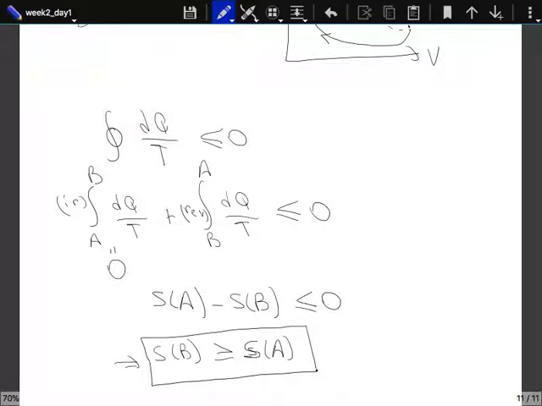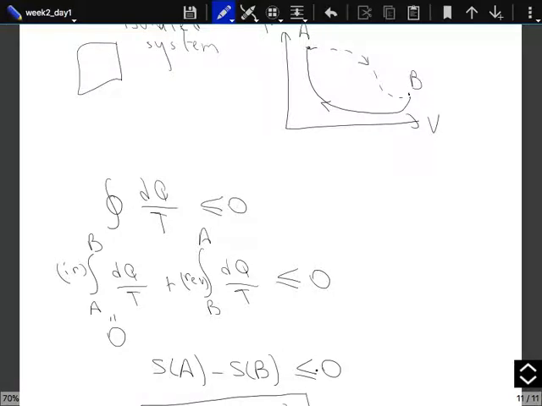You said changing entropy is zero when we have an irreversible process. No, we have a reversible process. No, I mean, I didn't really say that. You're right. For the first integral, you said.